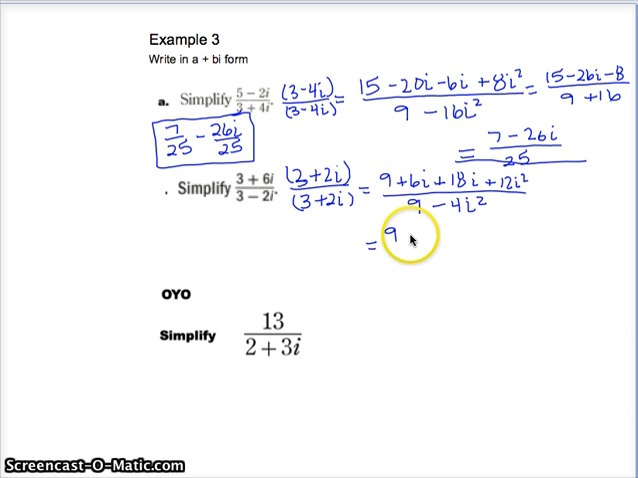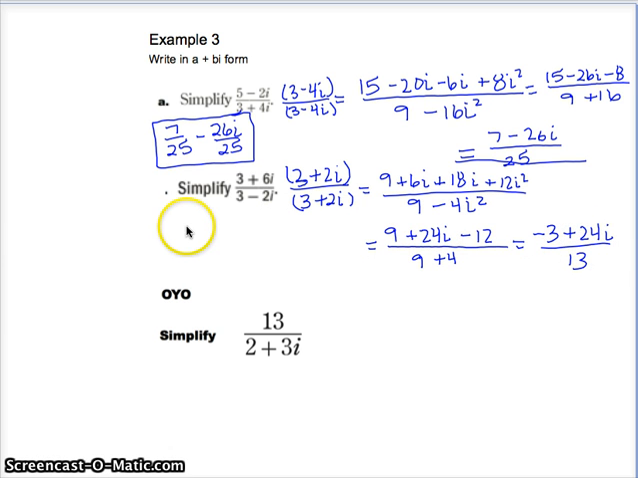All right, let's start combining like terms and cleaning things up. I've got 9 plus 24i minus 12i, minus 12. On the bottom, I've got 9 plus 4. Almost done. I combine my constants, so I've got negative 3 plus 24i all over 13, and I'll write my final answer over here. I get negative 3 over 13 plus 24i over 13. It's not pretty, but it's my final answer.